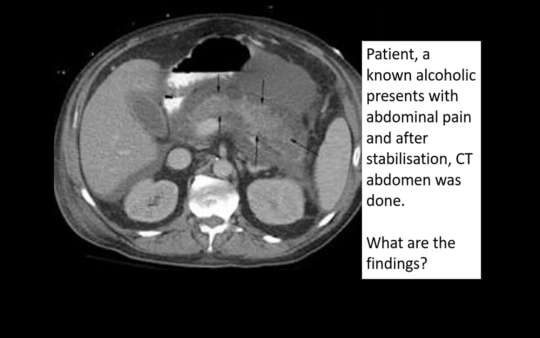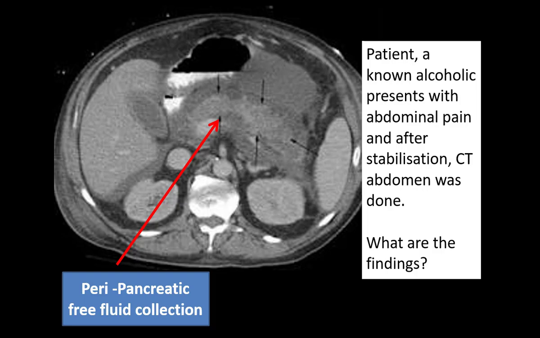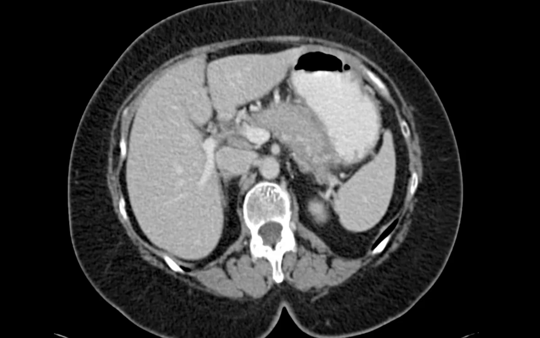A patient, a known alcoholic, presents with abdominal pain, and after stabilization CT abdomen was done. What are the findings? Yeah, there is peripancreatic fluid collection all over here. Can you see anything else apart from this? There is oral contrast which has been given to this patient. You can see it in the colon. So this is peripancreatic fluid collection.